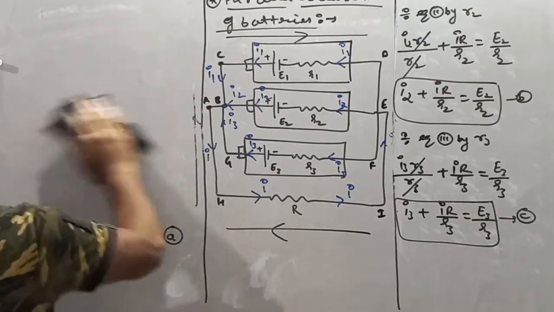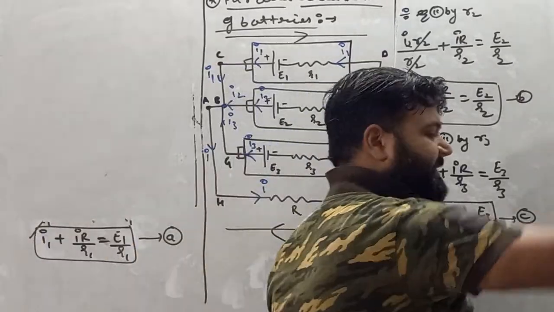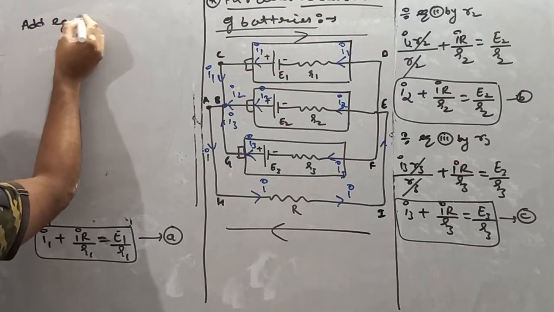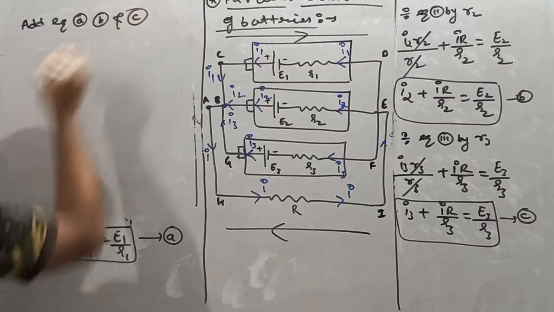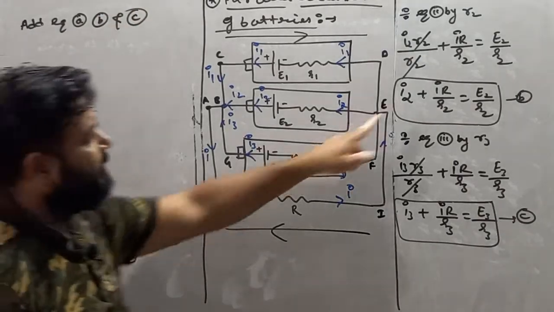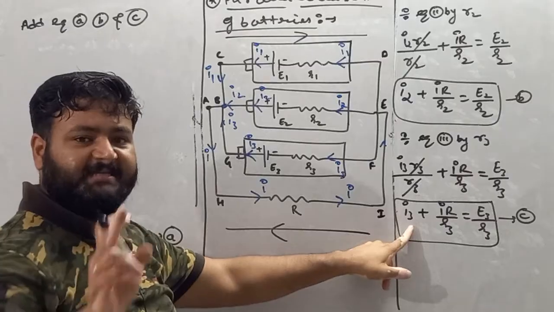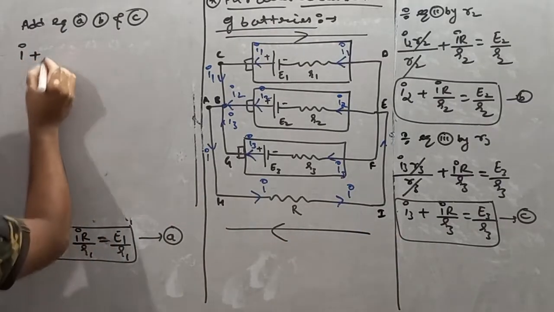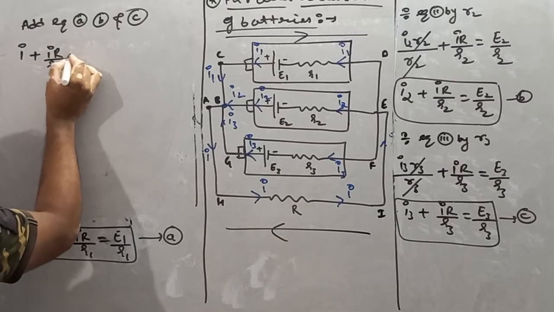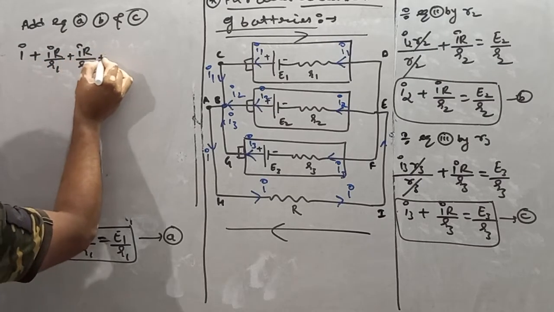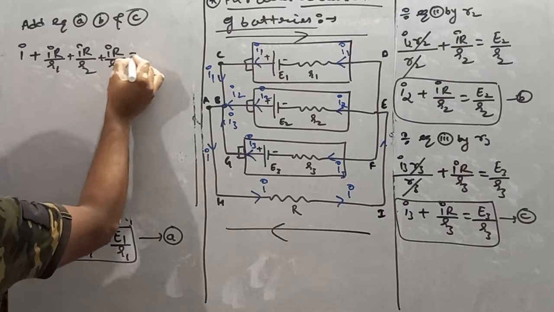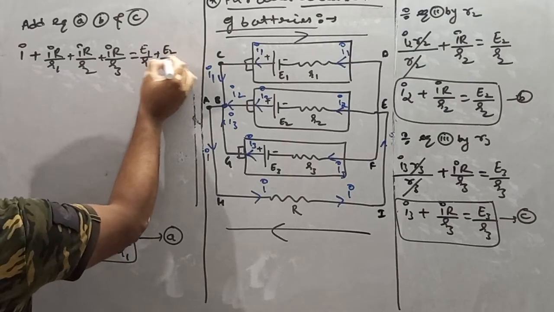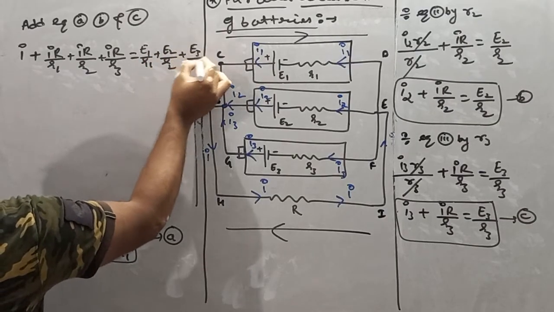So what we'll get? Just check it out. I'm adding equation A, B and C. I'm writing here: add equation A, B and C. So what we'll get? I1 plus I2 plus I3 is equal to I. So I'll write here directly I plus IR by R1 plus IR by R2 plus IR by R3 is equal to E1 by R1 plus E2 by R2 plus E3 by R3.